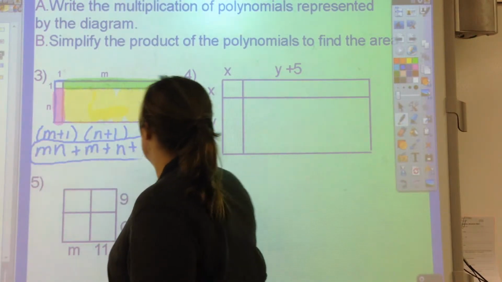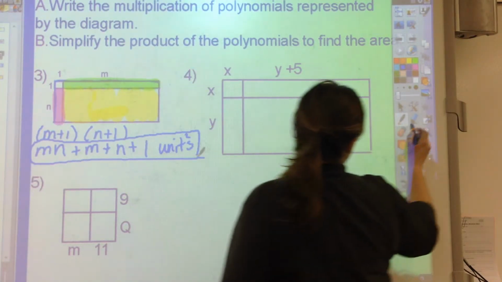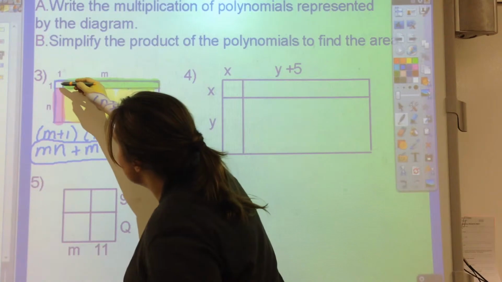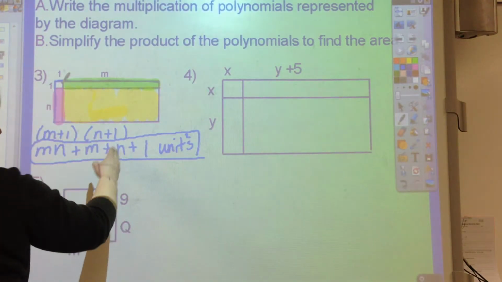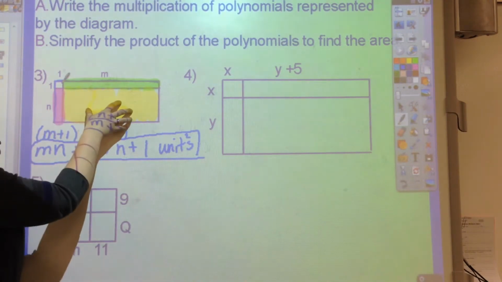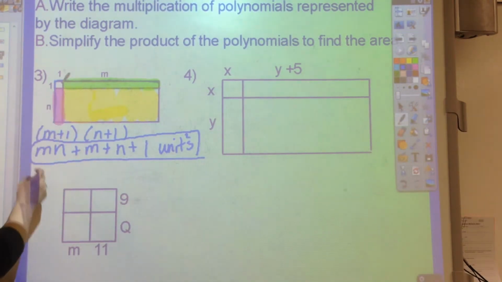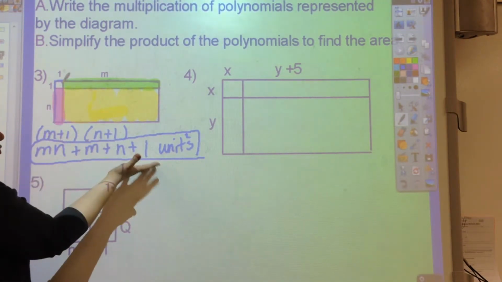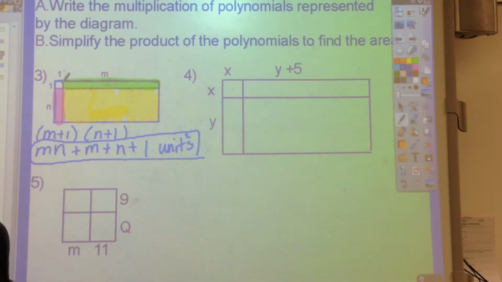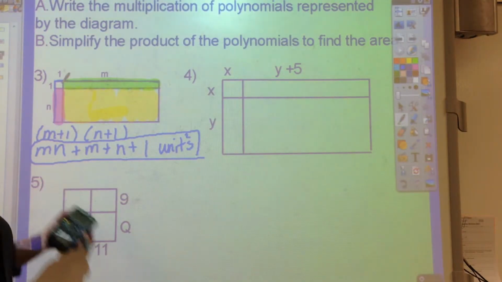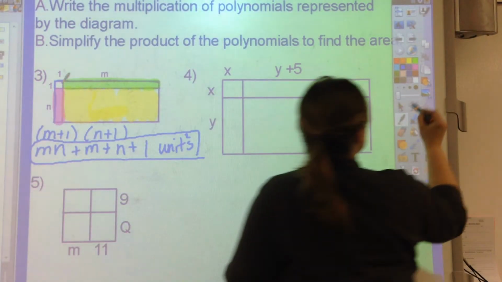And that last piece, that 1 times 1, hopefully you can find it. That would be the area right here. So you can see how each term in your polynomial corresponds with a piece of area, where this total, when we add it together, equals the total area. Well, I'm not going to highlight on each piece, but if you need me to do that again tomorrow, I can. So we're going to move on to number 4.